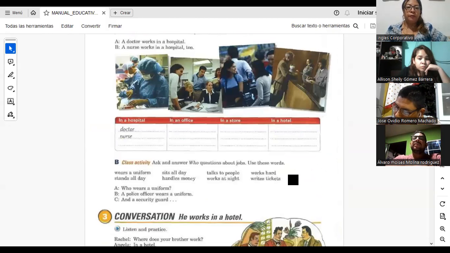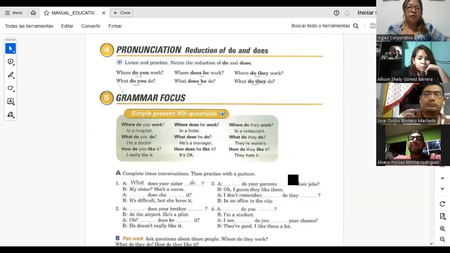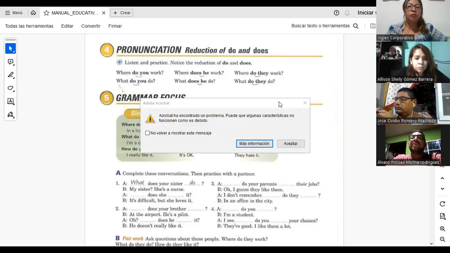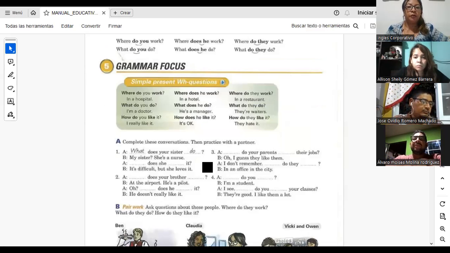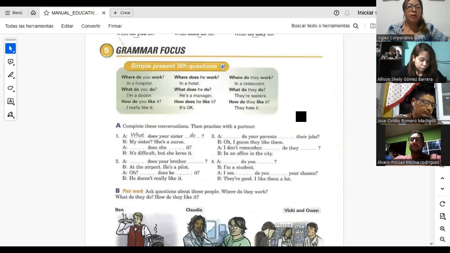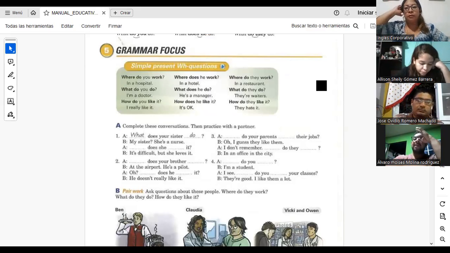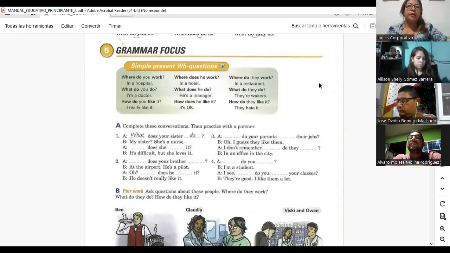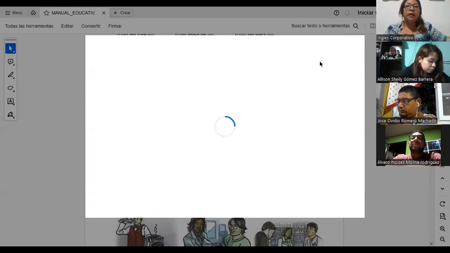Okay, section 3, conversation. Remember the questions have to be in simple present tense. They have to be in simple present and you have to use a double H word. Por ahí les mandaba la estructura de las preguntas. Remember, in some cases, you don't need to use the auxiliary, okay? But in most of the cases, yes, you do.